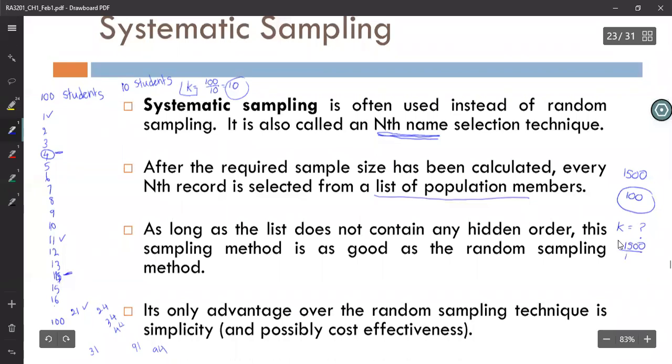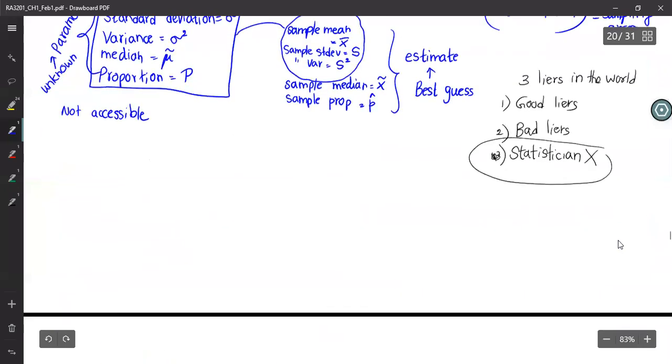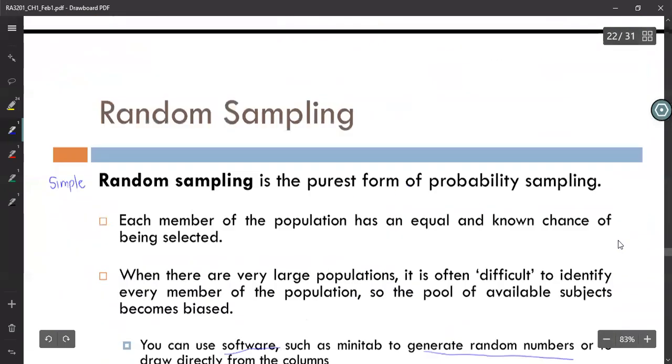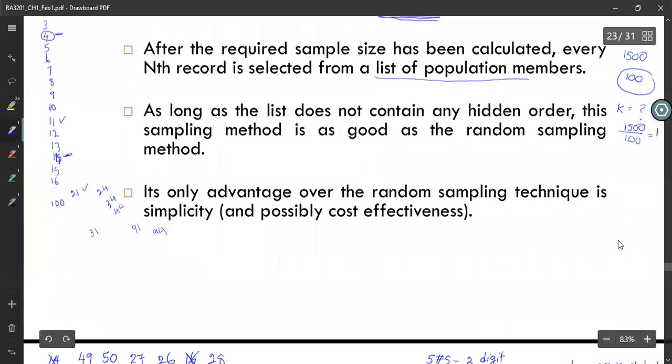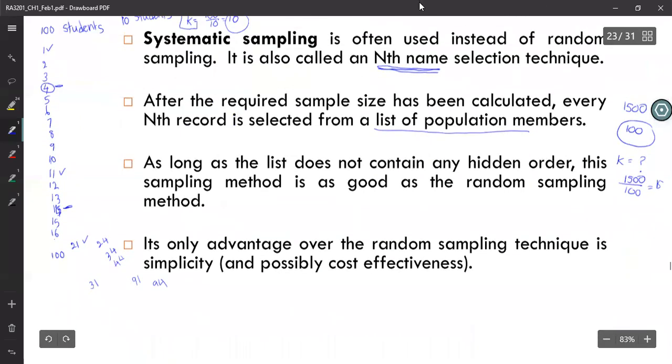1500 divided by 100, so your gap will be 15, right? Your gap will be 15. Is that clear? So what does that mean? You sit in front of this supermarket, at the exit, okay?